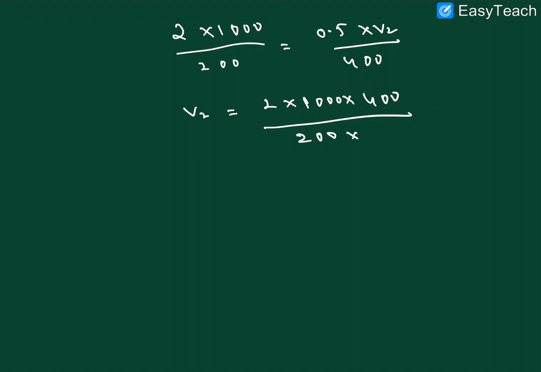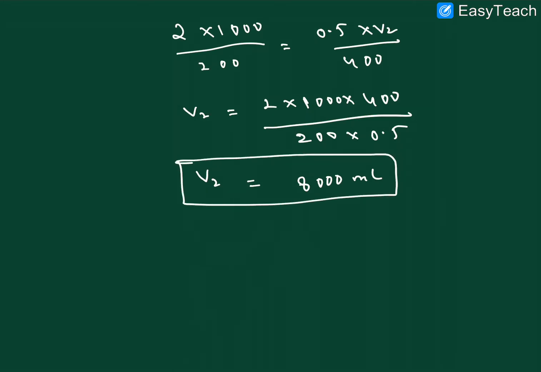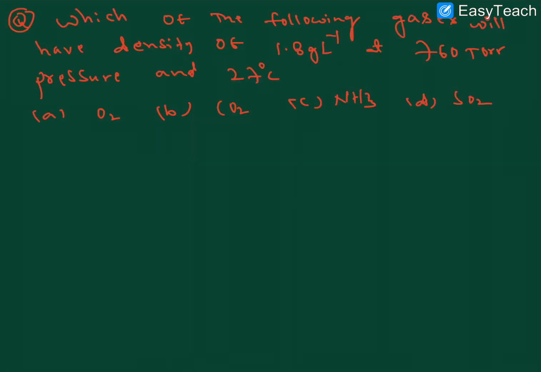So the gram molecular weight is equal to density 1.8 into the gas constant. Since we are taking pressure in atm, the gas constant is 0.0821, already derived. Into the temperature, 300 Kelvin, that is 273 plus 27. Already I said how to convert centigrade to Kelvin. Divided by 1. So what is the gram molecular weight here? We will get 44. CO2 has molecular weight 44, so option B is correct. I hope it is clear.